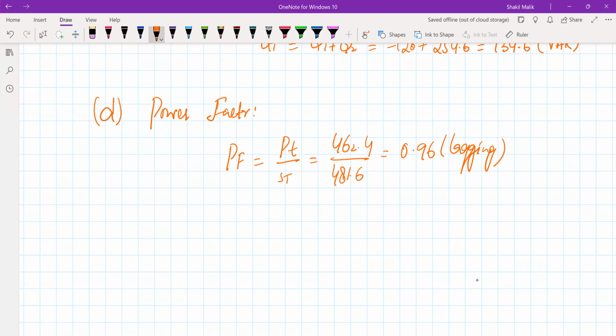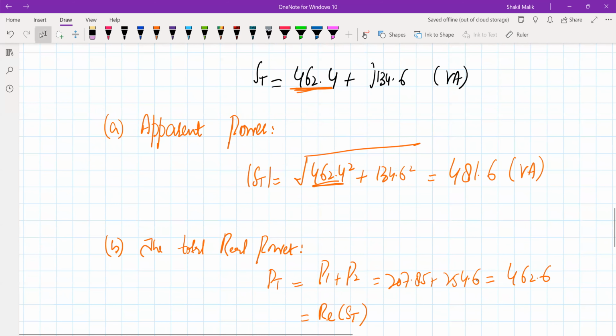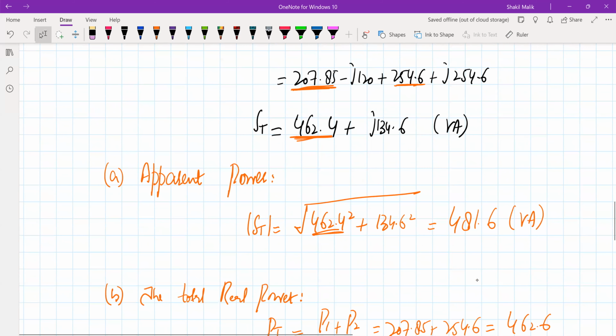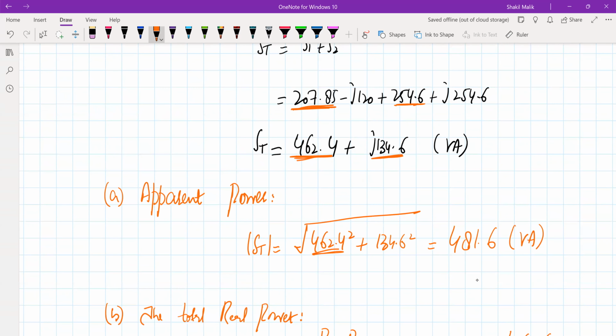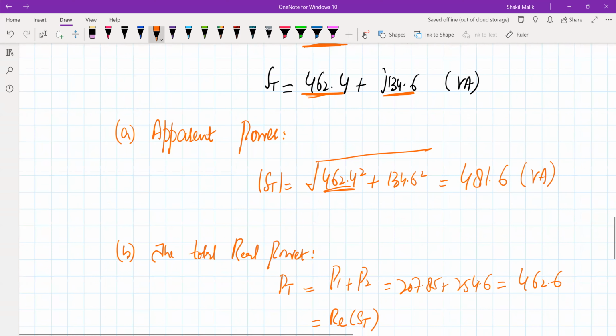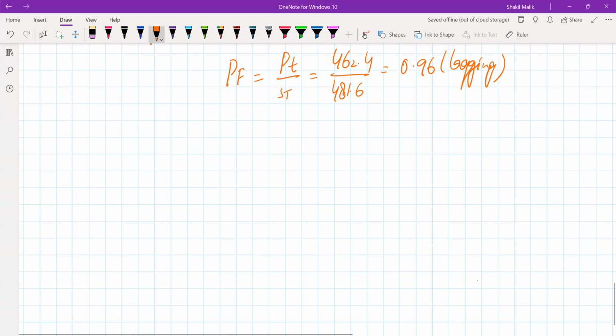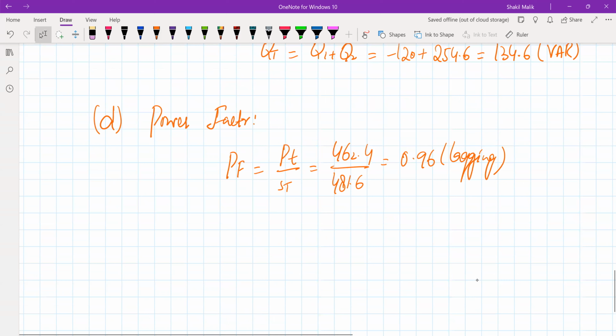Why is this lagging? Because you can see the total reactive power of the circuit is positive. So it is a lagging load, right? Because an inductor has Q positive. All right, so this is the answer.